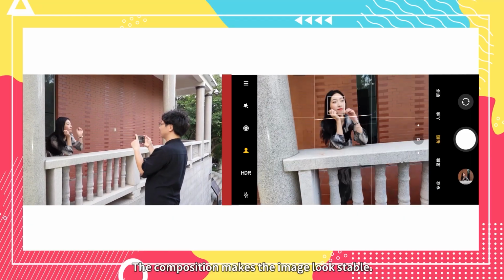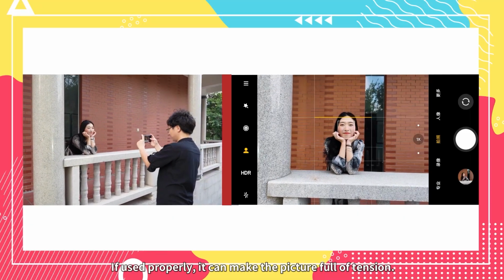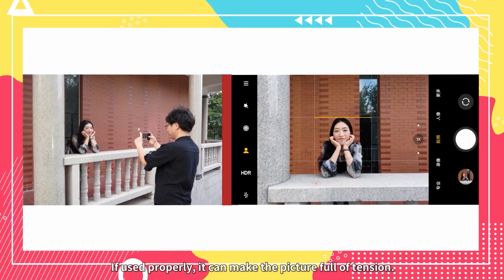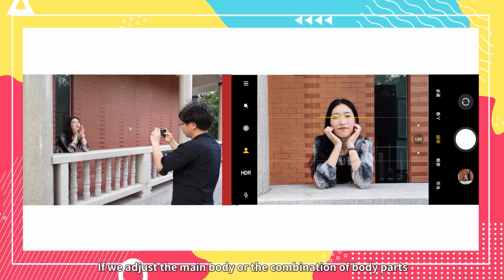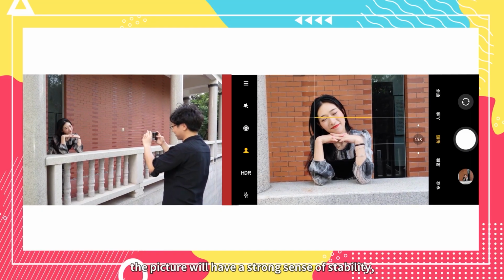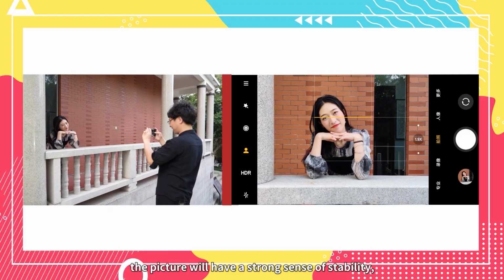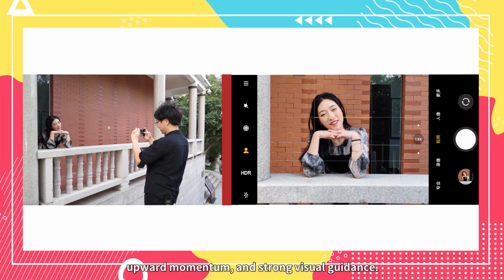The composition makes the image look stable. If used properly, it can make the picture full of tension. If we adjust the main body or the combination of body parts to a triangle, the picture will have a strong sense of stability, upward momentum, and strong visual guidance.